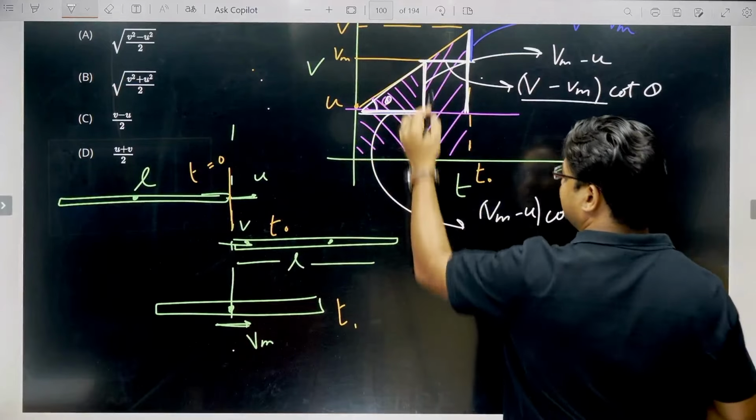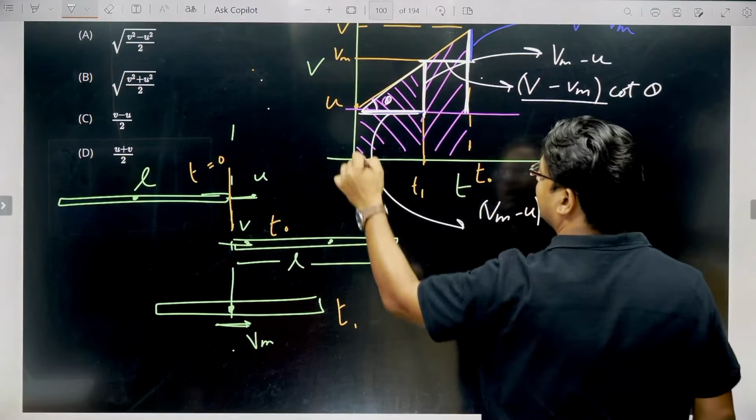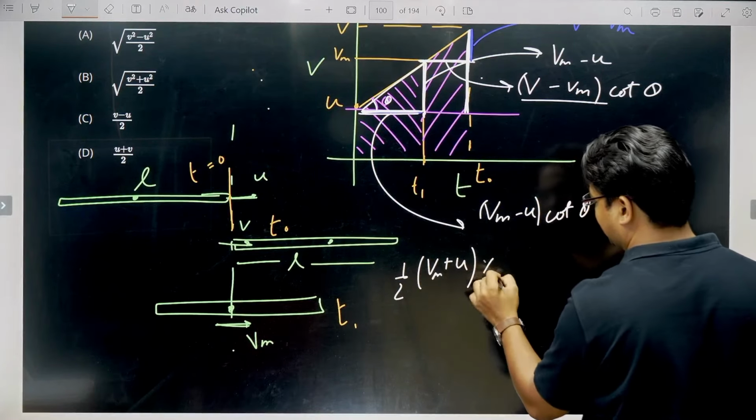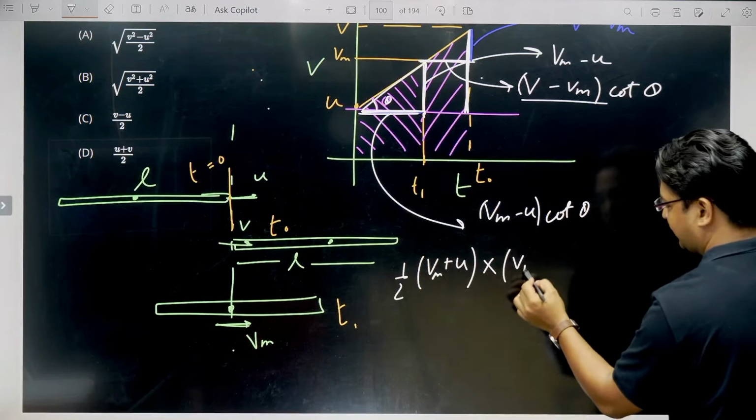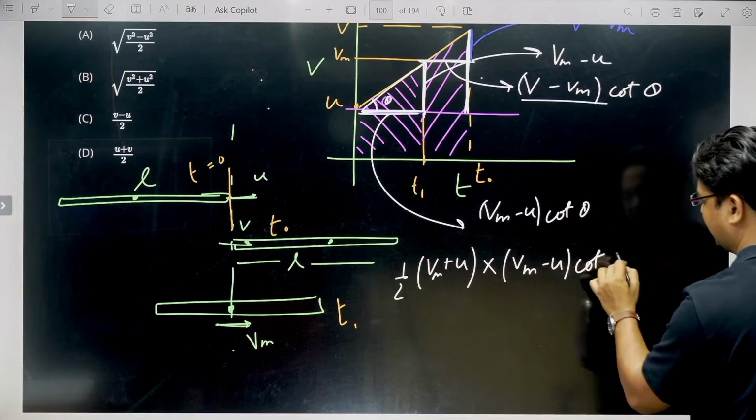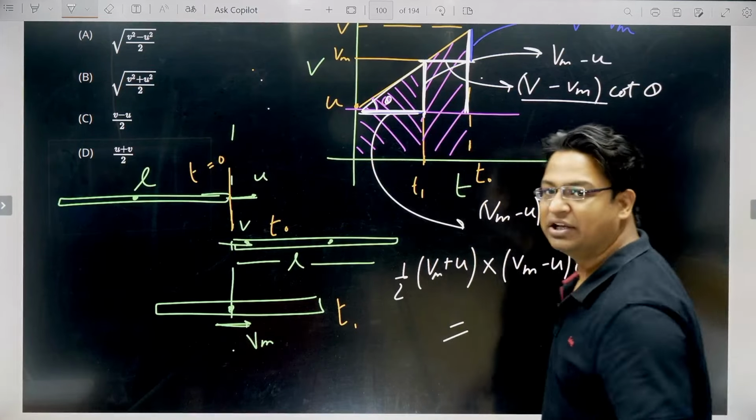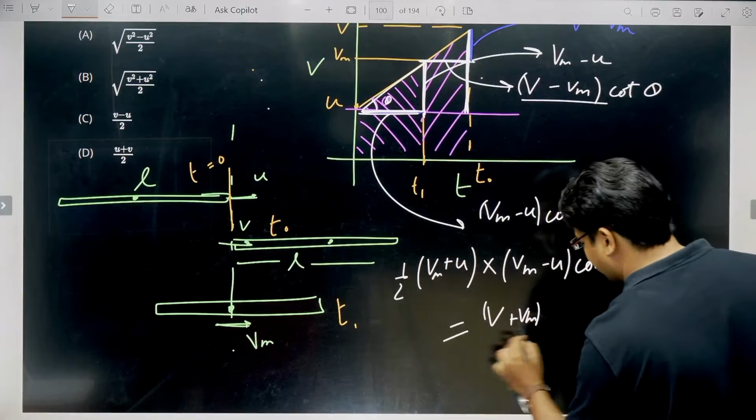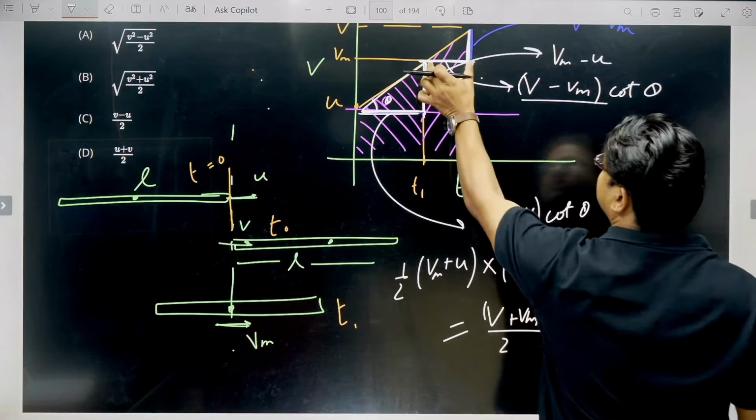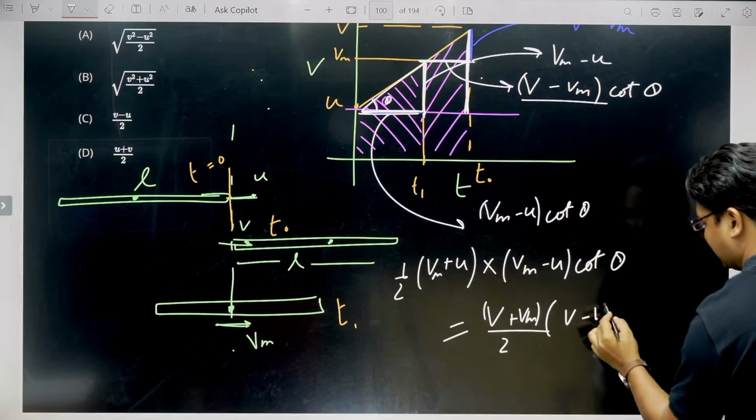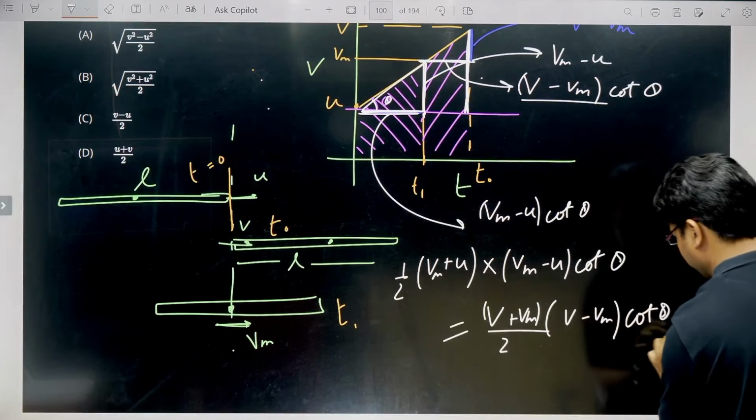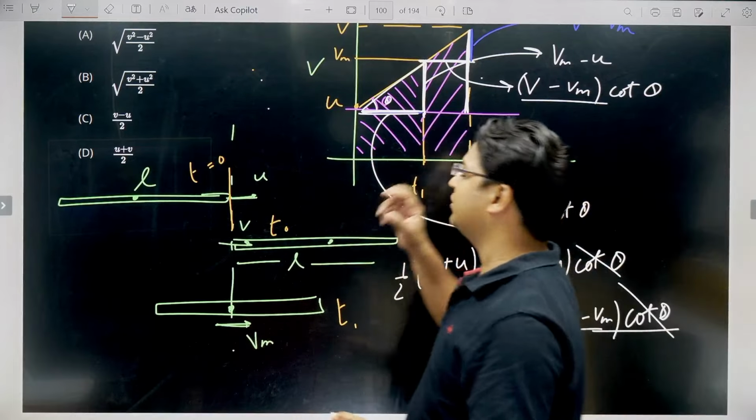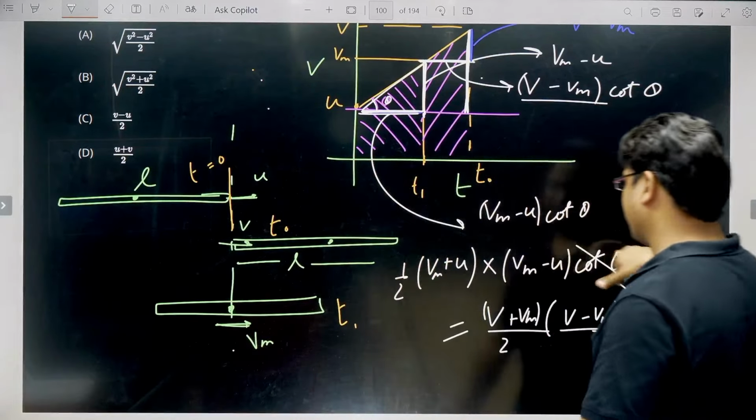The area of this trapezium would be half into the sum of parallel sides, that is Vm plus u, into the distance between parallel sides, that would be Vm minus u into cot theta. And this should be the same as the area of the other trapezium. So the sum of parallel sides will be V plus Vm, by 2, and then this distance is V minus Vm into cot theta. All right, that's it. So cot theta gets cancelled. Even if you don't worry about whether it's cos theta or sin theta, it won't matter because the factor is same.